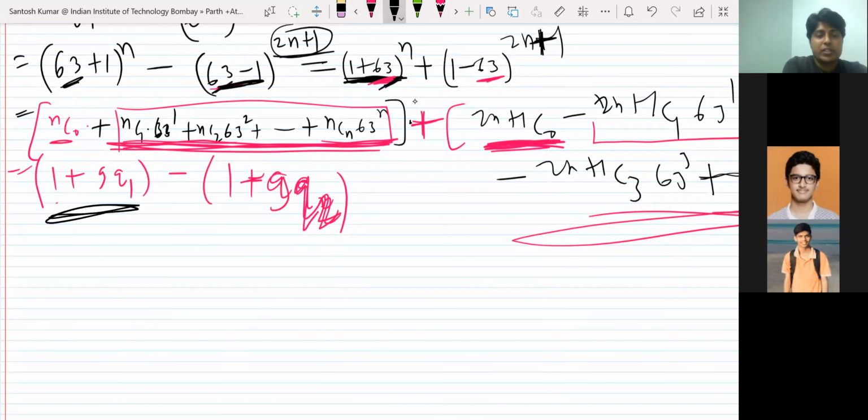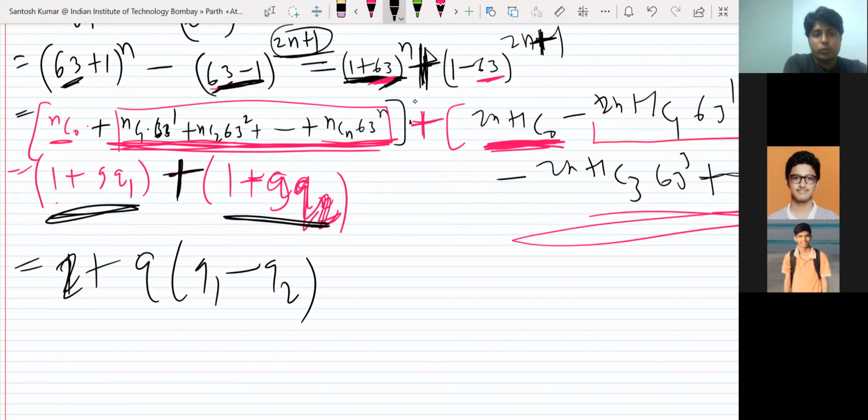Okay, so see now. The first term is 1 plus 9 times q1. The second term is 1 plus 9 times q2. In between there is plus because I made plus in between. Here I made plus after taking minus common inside. So 1 plus 9q1 plus 1 plus 9q2. So 1 plus 1 is 2, and 9q1 plus 9q2, so 9 times q1 plus q2, right? q1 plus q2.